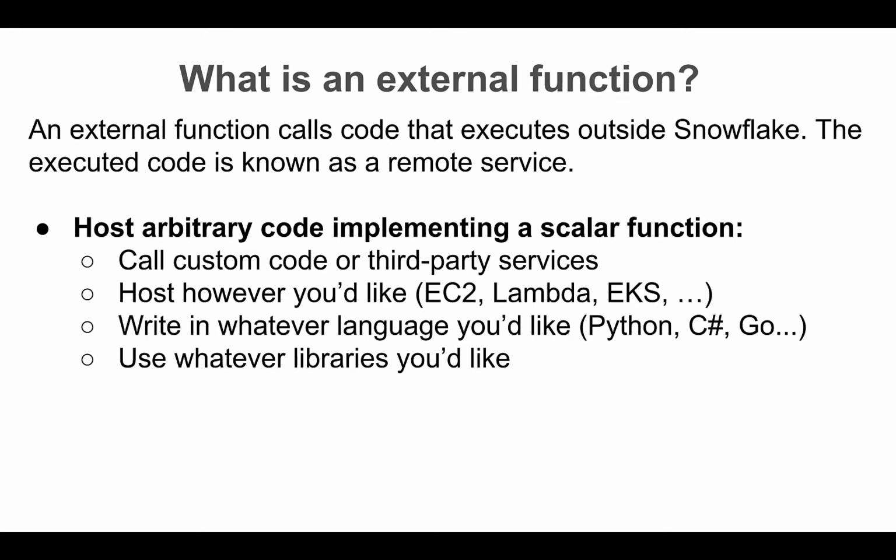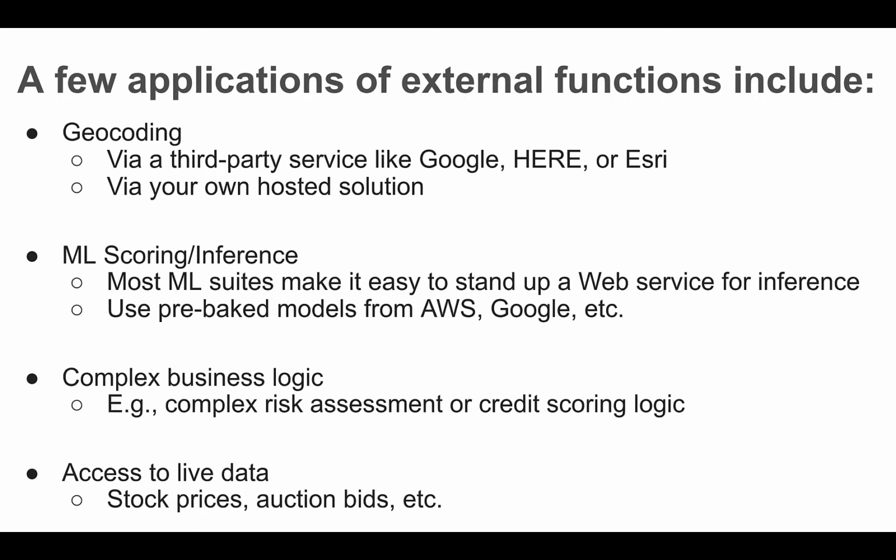External functions open up the possibility to use any programming language of your choice, including Python, C#, C++, Go, and many others. Some example uses of external functions include calling out to third-party services for geocoding, text analysis, or tokenization, accessing machine learning models you have created and hosted, creating complex custom code or business logic, and so forth.